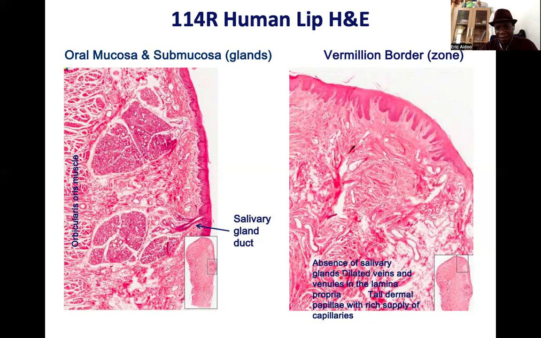Note the absence of salivary glands in the vermilion border. You don't have salivary glands at the vermilion border. You have dilated veins and venules in the lamina propria. You have tall dermal papillae with a rich supply of capillaries. That is why people who are fair usually see their vermilion border very reddish. It has become cosmetically attractive now, that even people who have dark lips want to have reddish vermilion borders. They apply all sorts of things to get that appeal.